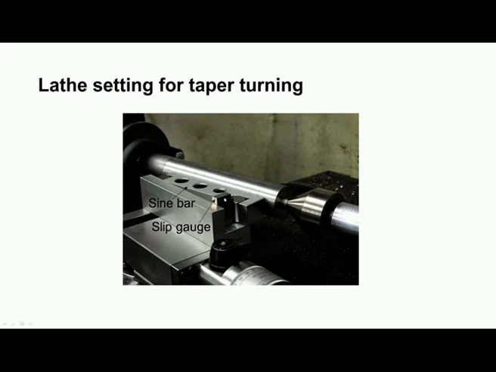So, like this, knowing the value of the height difference H1 minus H2 and the length of the sine bar, we can find out theta. Or if we know the angle that is required, we can find out the height of the slip gauge, and then we can arrange the lathe for taper turning in this fashion.